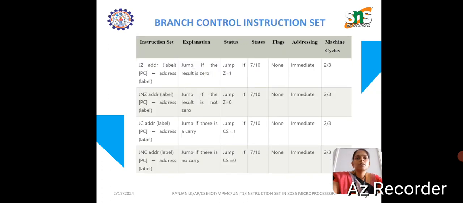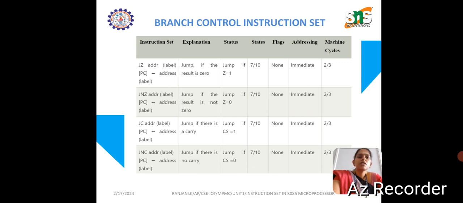Next let us see the branch control instruction set mnemonics, where JZ is a mnemonic. It represents jump if the result is 0. If the result is not 0, the loop will keep on executing. Next is JNZ, which means jump if the result is not 0, so until it becomes 0, the loop will keep getting executed. Next is JC, jump if there is a carry. Whenever you get a carry, it will jump to a particular address.